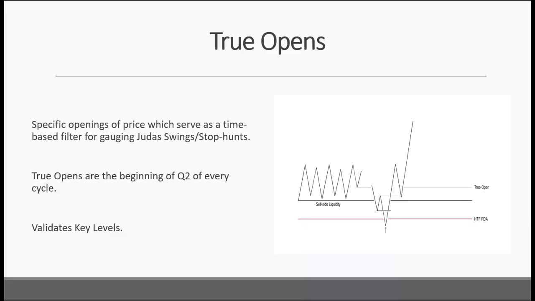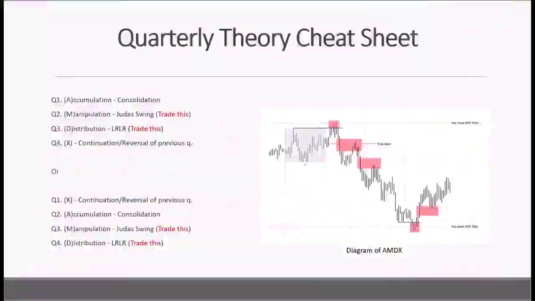The true open of the Asian session is 7:30 p.m. The true open of the London session is 1:30 a.m. The true open of the New York session is 7:30 a.m. And the true open of the afternoon session is 1:30 p.m. The image to the right depicts how true opens function during bullish market environments.